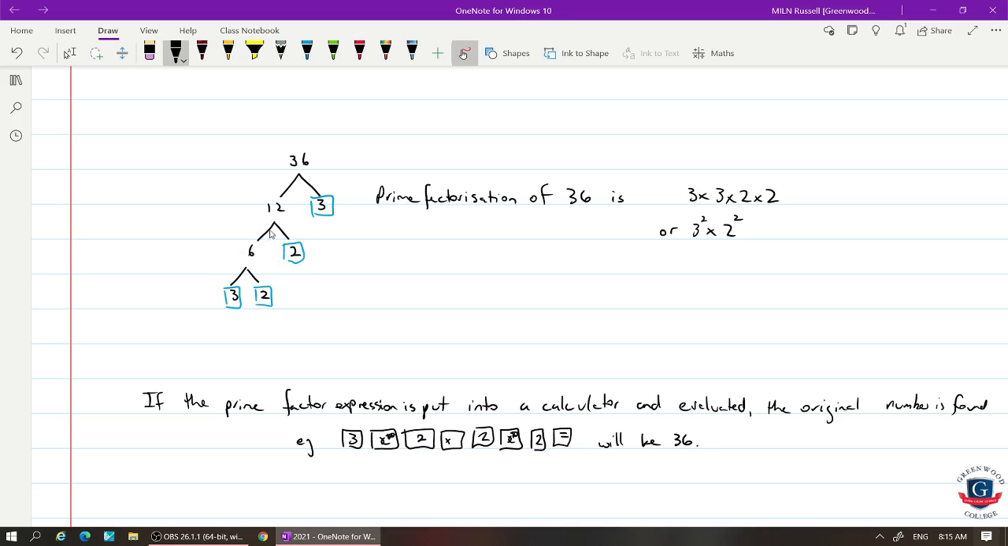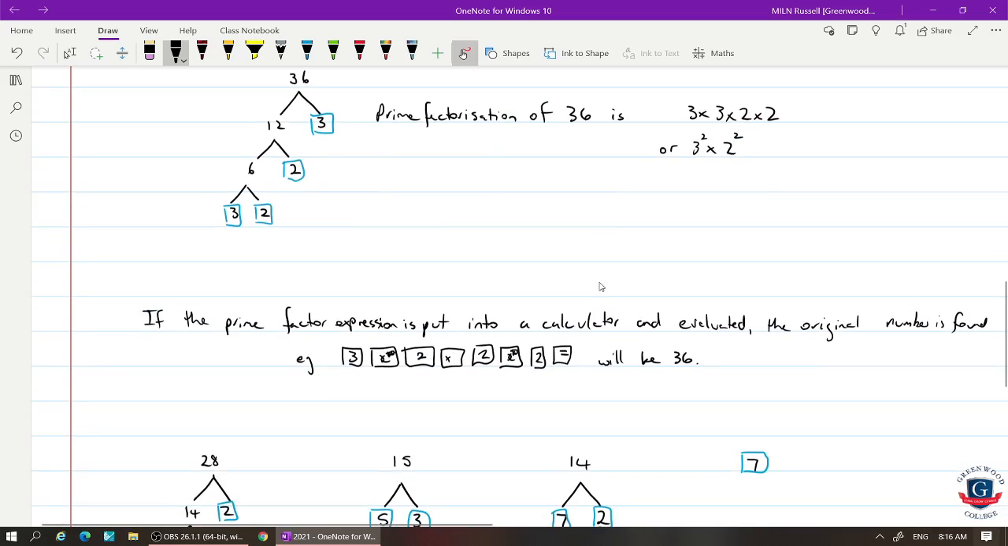Branch it. 2 is a prime number. 6 is a composite number, so we go again. 3 and 2 multiply to make 6. We now have our prime factors. The prime factorization of 36 is 3 times 3 times 2 times 2. The order is not important. As long as we have them grouped together, it's easy to see them as indices. That's 3 times 3, that's 2 times 2. There it is.